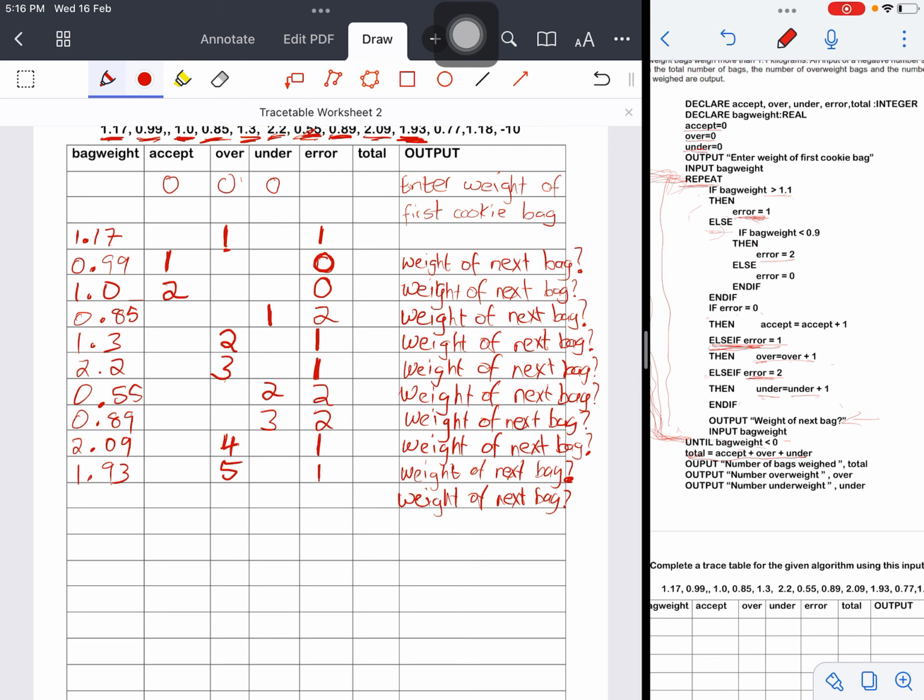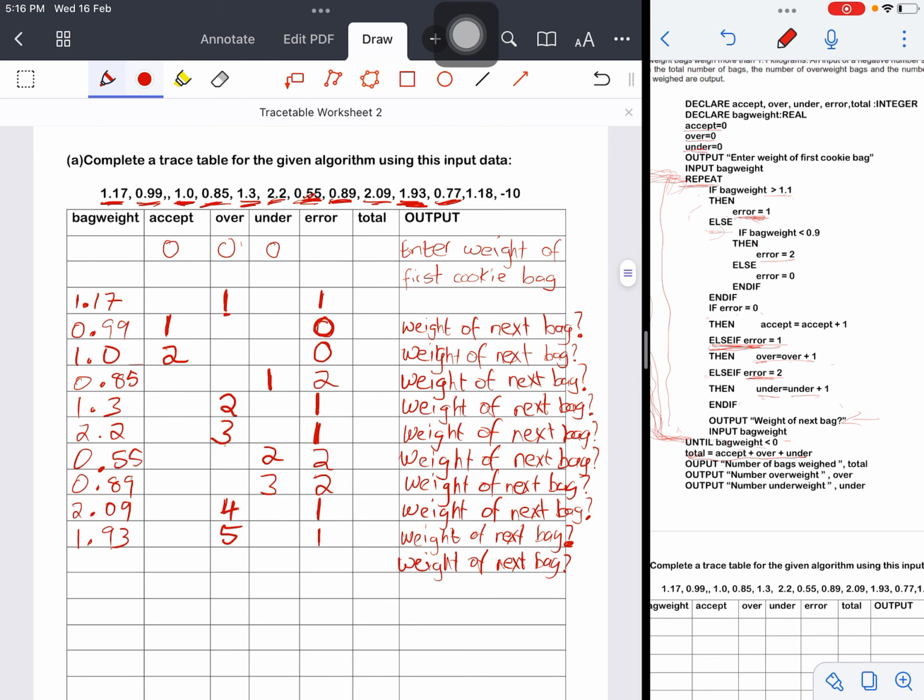Then we input the next value, which is 0.77. So we place 0.77 there. We go back up and repeat because it's still bag weight is not less than zero. Then if bag weight is more than 1.1, no, it's not. So we jump that, and then is the bag weight less than 0.9? Yes, it is less than that. So error is equal to 2.